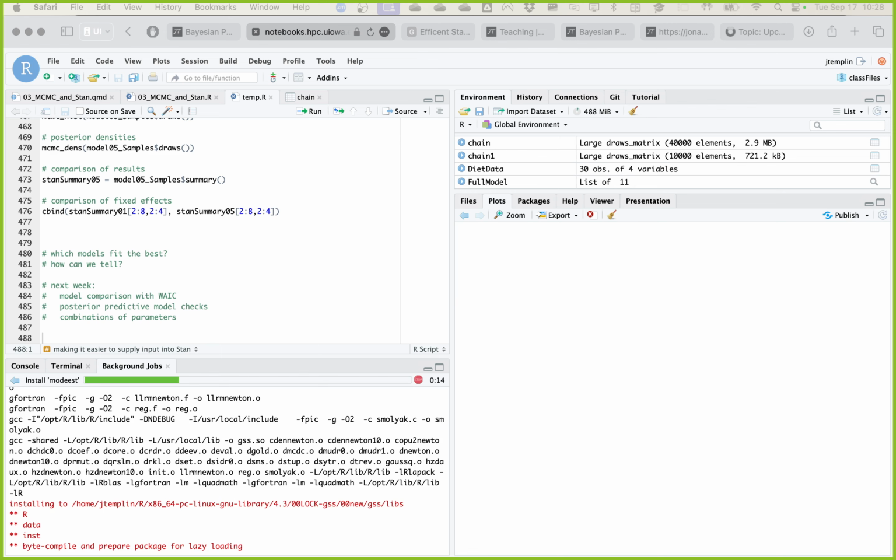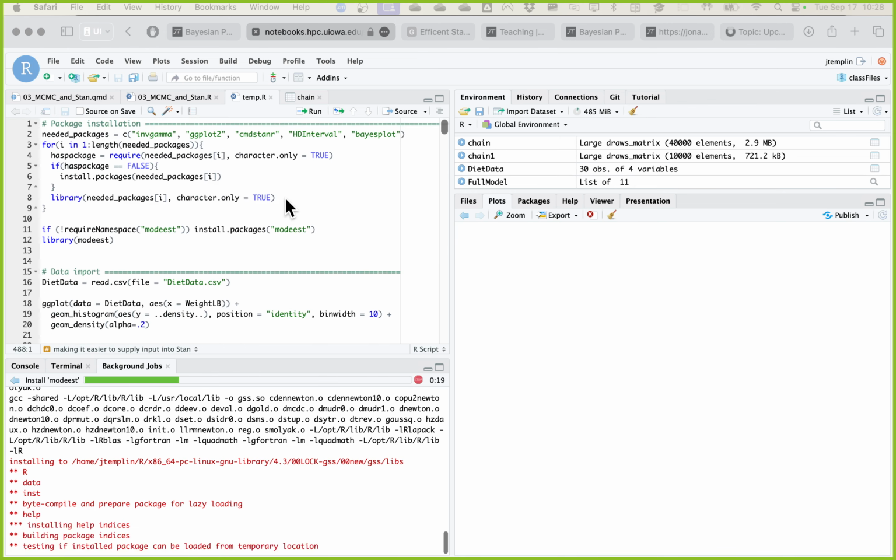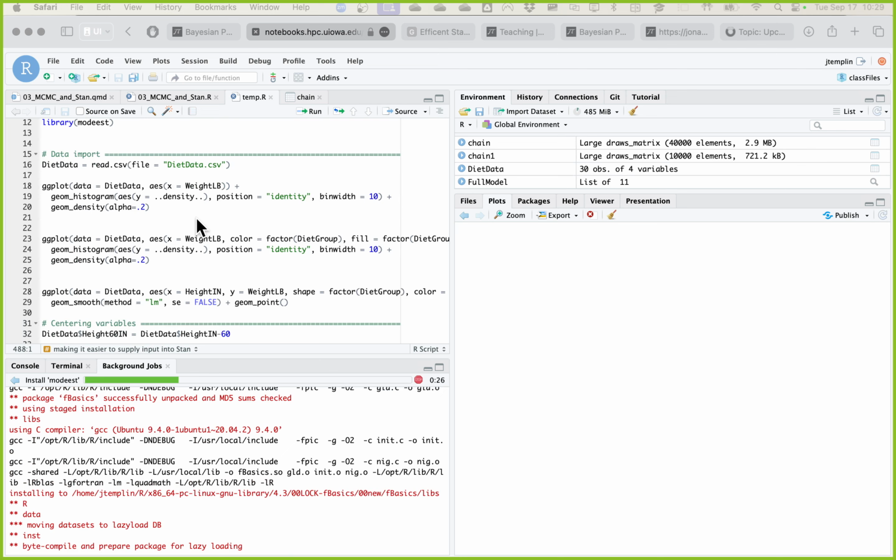All right, so what this part of the lecture is supposed to be is an example that builds our Stan model from before into the full analysis for the diet data. As you remember, in the diet data file, we had different predictors. We had the height of an individual in inches, and we had the diet group an individual went into. There were 3 different groups.